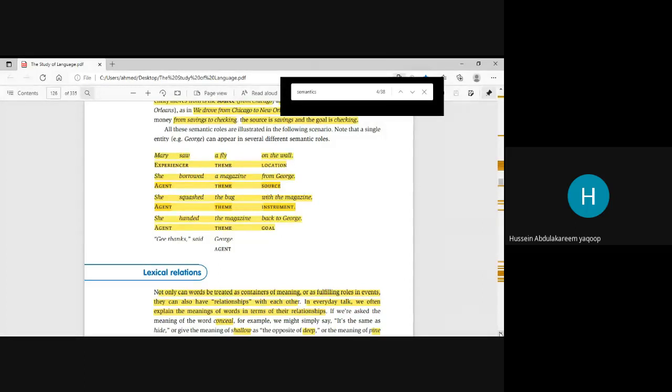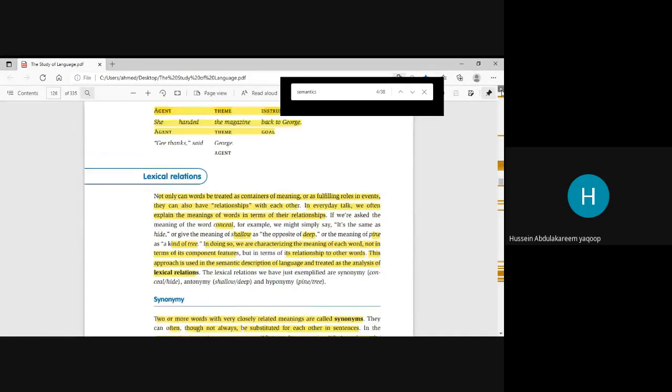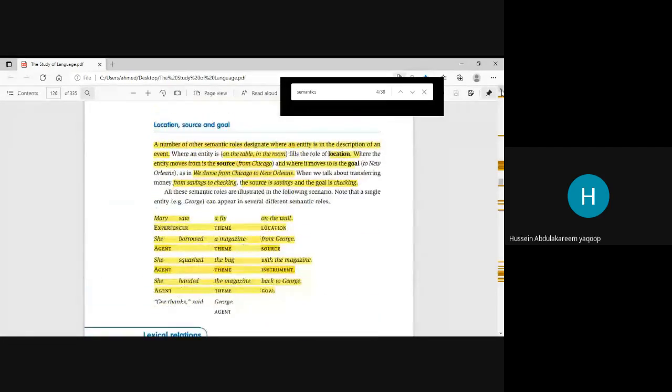Or maybe the example that I gave you, that somebody moved from Basra to Babel. Basra is the source, while Babel is the destination from which or to which the person wants to get.